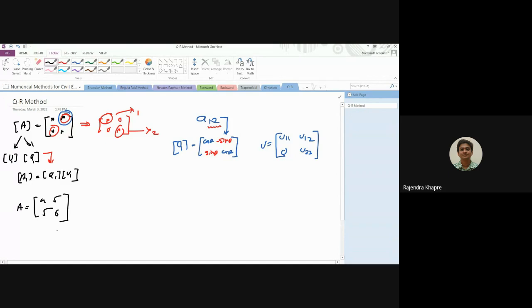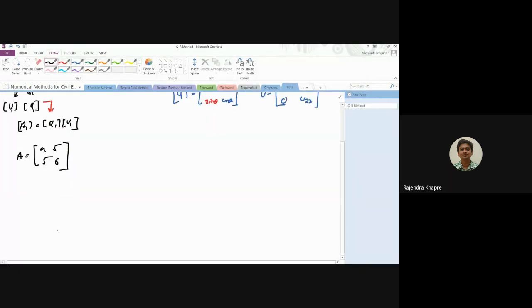Okay. So now I have to find out the eigenvalues of this particular matrix. Simple 2 by 2 problem. Right. So for this purpose, what exactly do I have to do? This A matrix has to be broken into two parts. How? This should be the product of Q1 multiplied with U1.